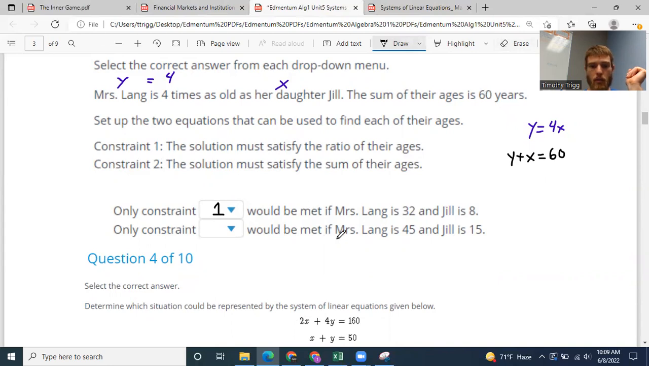Now, what about if Mrs. Lang is 45 and Jill is 15? Well, in this case, they do add up to 60, don't they? Right? So constraint 2 is satisfied. However, in this case, 45 is not 4 times as big as 15. So even though it fits the second equation, it doesn't fit the first equation. So these are not their correct ages, and the previous ones are not their correct ages either because they don't fit the second equation. Okay. Remember, the correct solution would fit both equations perfectly.